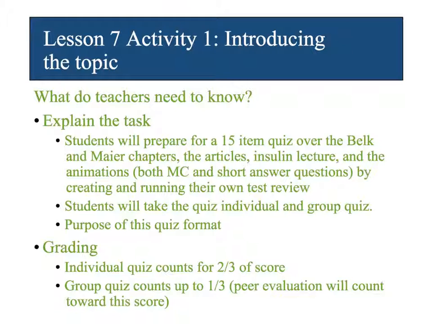So they will take the quiz first by themselves, so they can't get away with not studying, and that will be worth 2/3 of their score. When they're done with that, they turn that in and they get the group quiz, which is worth up to 1/3 of their grade. Part of that is the group quiz grade, but also the peer evaluations that they will do. So there's no freeloading on this task. Everybody needs to work, and everybody needs to really think about the science that they've been learning.